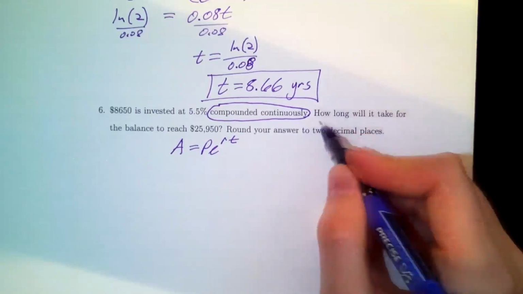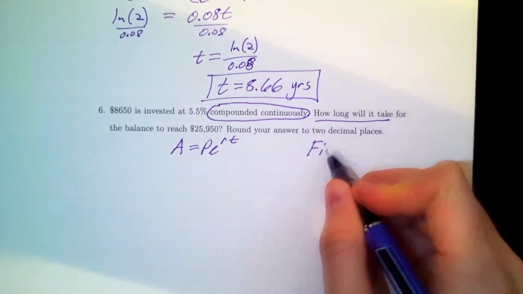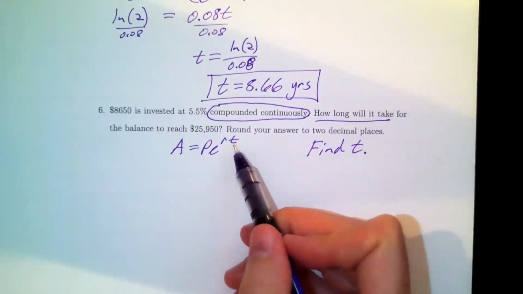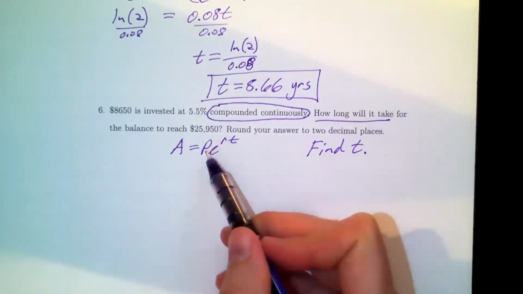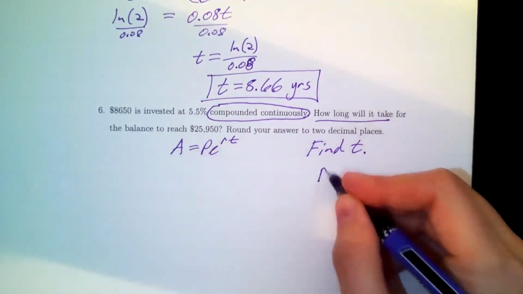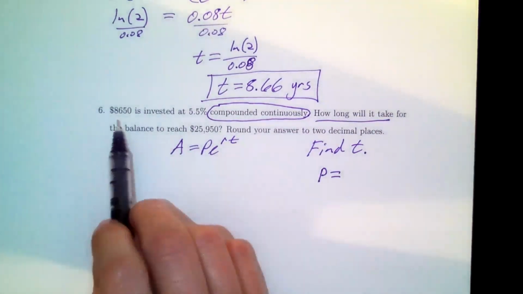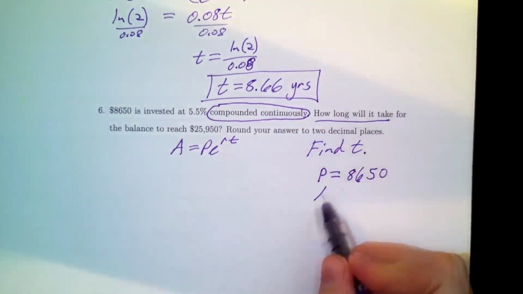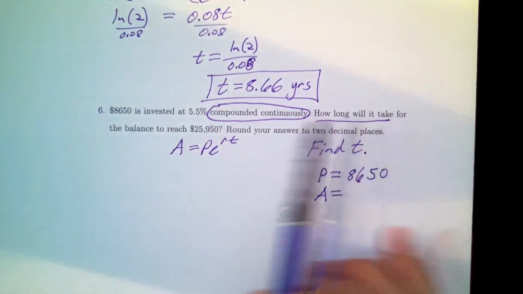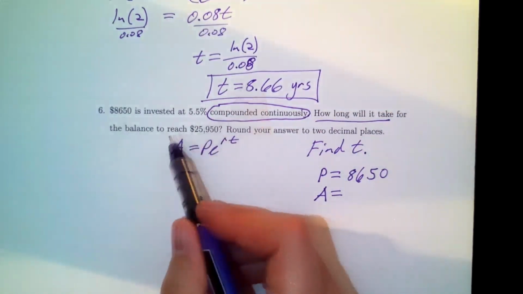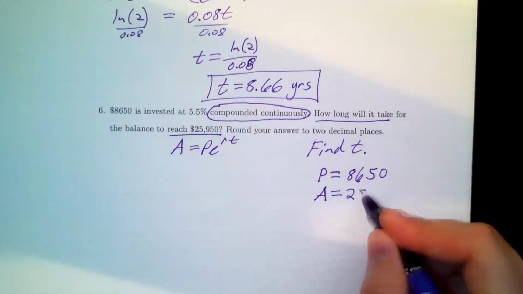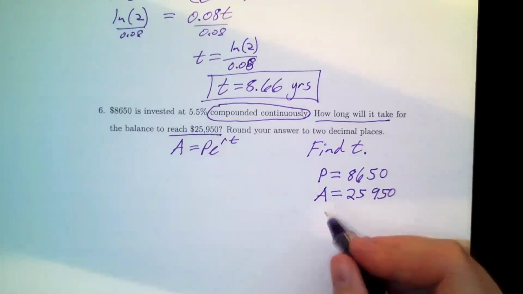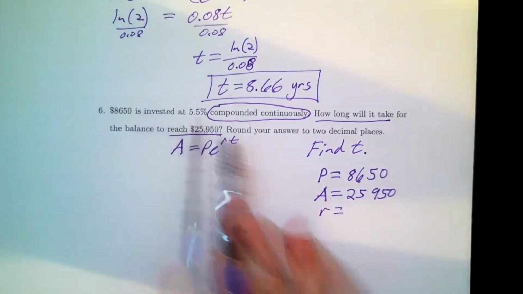So when it says, how long will it take, they're asking me to find a time. So that means they're wanting me to find t in this formula. So if I'm going to find t, logically that means they have to tell me what r and p and a are. So what is my principal amount of money that I'm going to be investing? I'm going to be investing the 8,650. And they told me they want a certain future amount. It says, how long will it take for the balance to reach this? So this is my future amount of money that we want in my account. So we want A to be 25,950. My interest rate R is 5.5%.